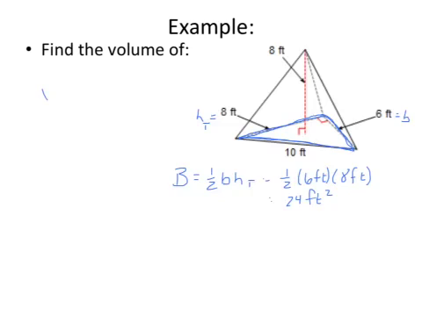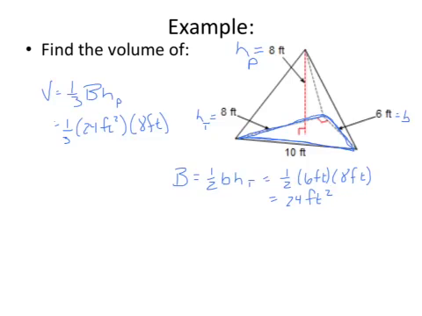Okay. Remember, volume is going to equal 1/3 the area of my base times the height of my pyramid. Now this is the height of my pyramid here, not the height of my triangle, the height of my pyramid. So I can fill everything in now. 1/3 times 24 feet squared times 8 feet. And this should end up being 64 feet cubed, cubic feet of volume in this pyramid.